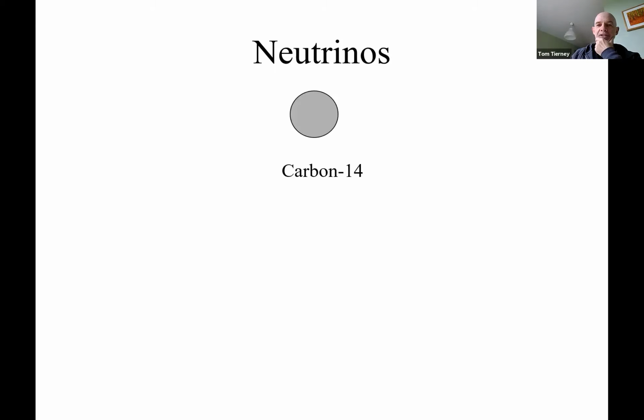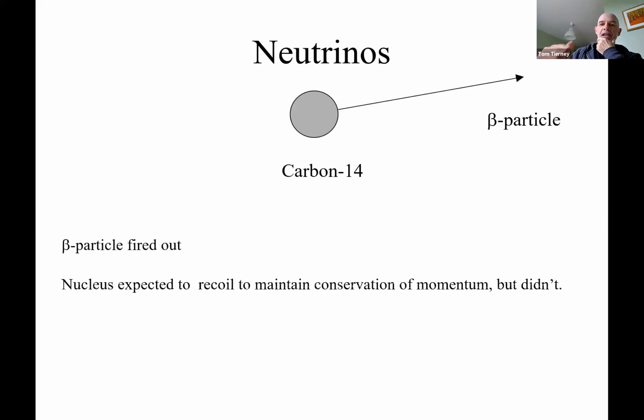And when we looked at the beta decay of carbon-14, carbon-14 is radioactive, it fires out beta particles. When it does that, the nucleus itself should bounce back, like firing a bullet from a gun, the gun always recoils. But the carbon wasn't recoiling. The nucleus was sitting there by itself, quite happily not moving at all as the beta particle was fired out. And this seems to contravene both the principles of conservation of momentum and energy.